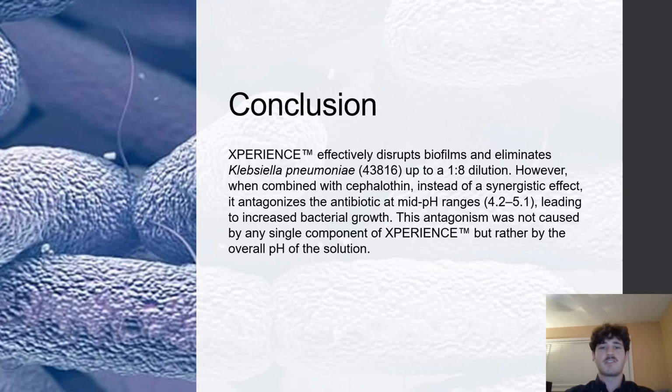In conclusion, this study found that Xperience effectively disrupts biofilms and eliminates Klebsiella pneumoniae, specifically 43816, up to a 1 to 8 dilution. However, when combined with cephalothin, instead of a synergistic effect, it actually antagonizes the antibiotic at mid pH ranges 4.2 to 5.1, leading to increased bacterial growth. This antagonism was not caused by any single component of Xperience, but rather the overall pH of the solution.